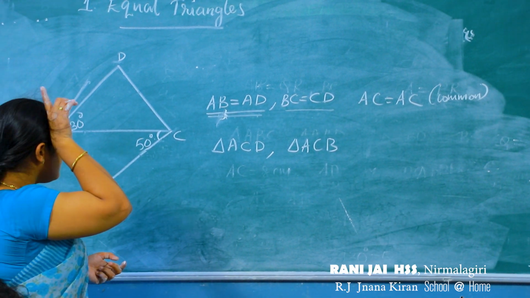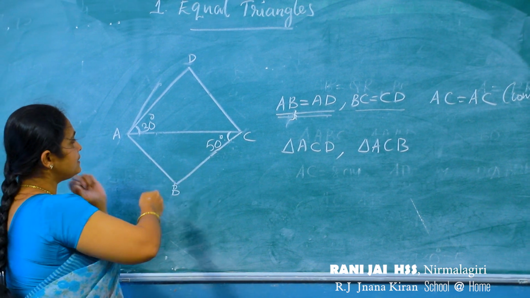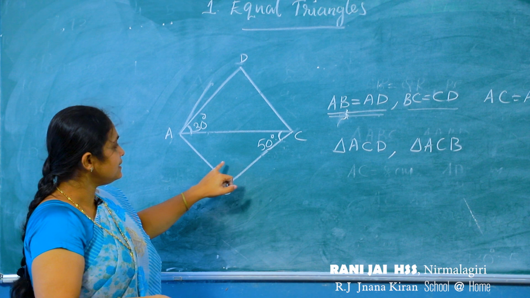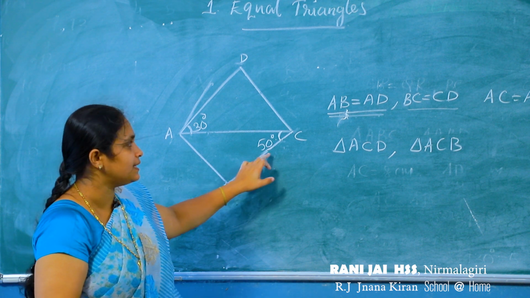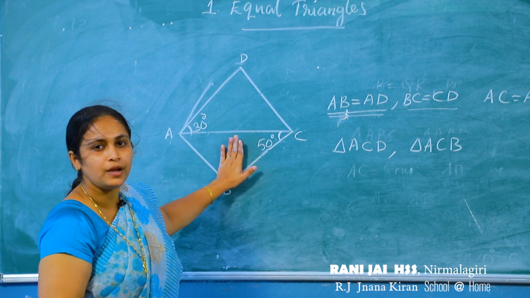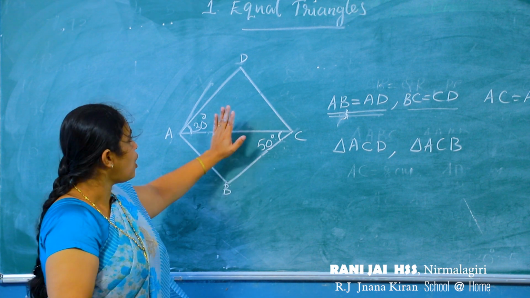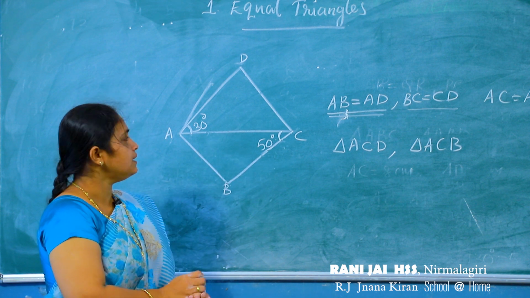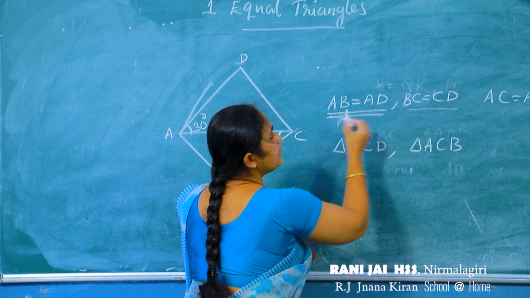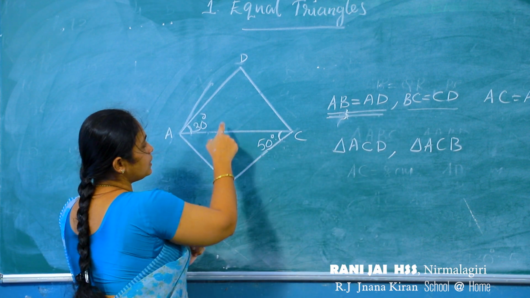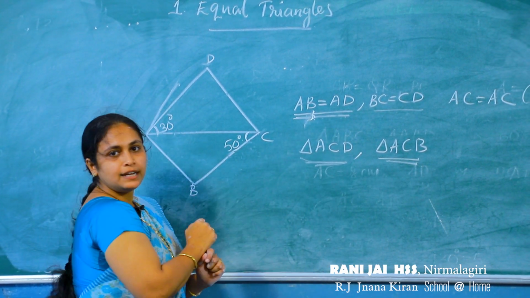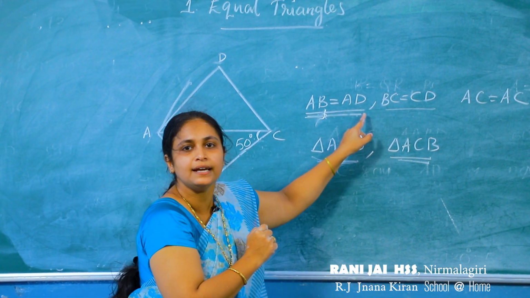Okay. Now, in these two triangles, the three sides of triangle ADC and the three sides of triangle ABC are equal. Therefore, their angles are also equal. Now, for finding the equal angles, we consider the equal sides. Here, AB equal to AD. Consider these two triangles ACD and ACB. First, we consider the equal sides AB and AD.